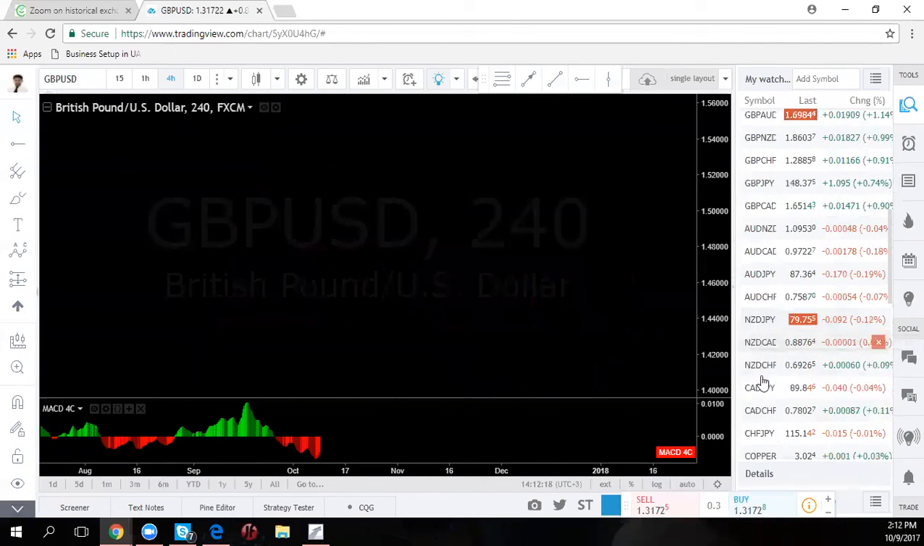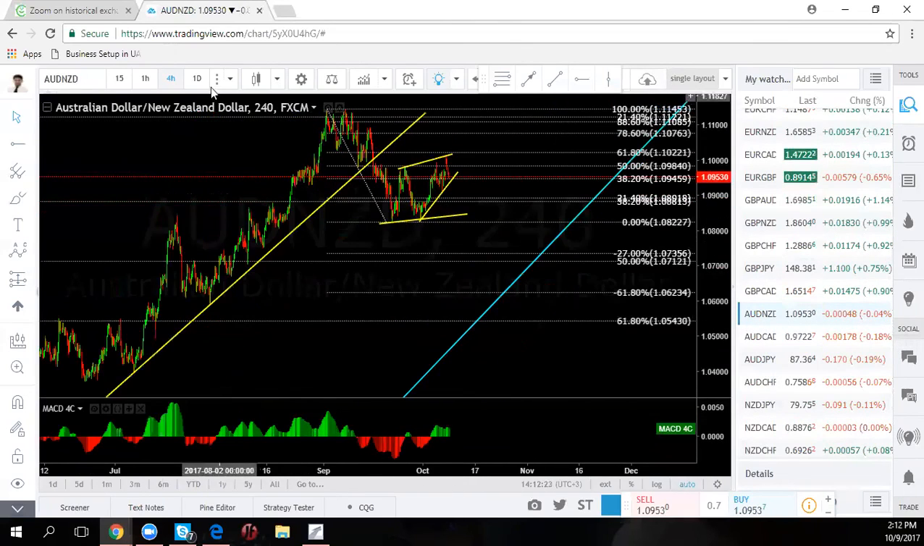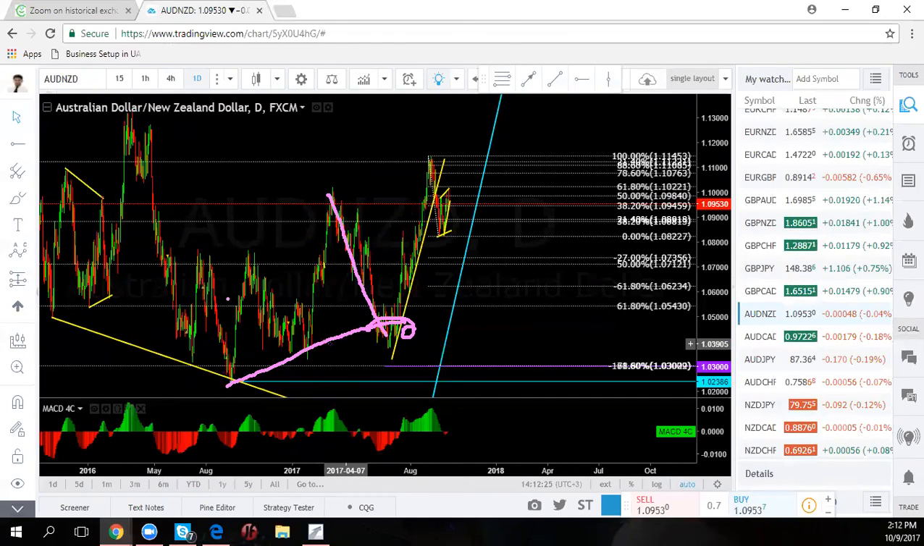Aussie New Zealand, he's talking about this piece on the daily. See that piece there, see this piece? We broke the structure. Remember I said we broke the trend line. Remember I said this is a bigger one of its own. So we can either look at this as a 1, 2, 3 here in the middle, or we can look at this as a 1, 2, 3. Either would be correct if you want.